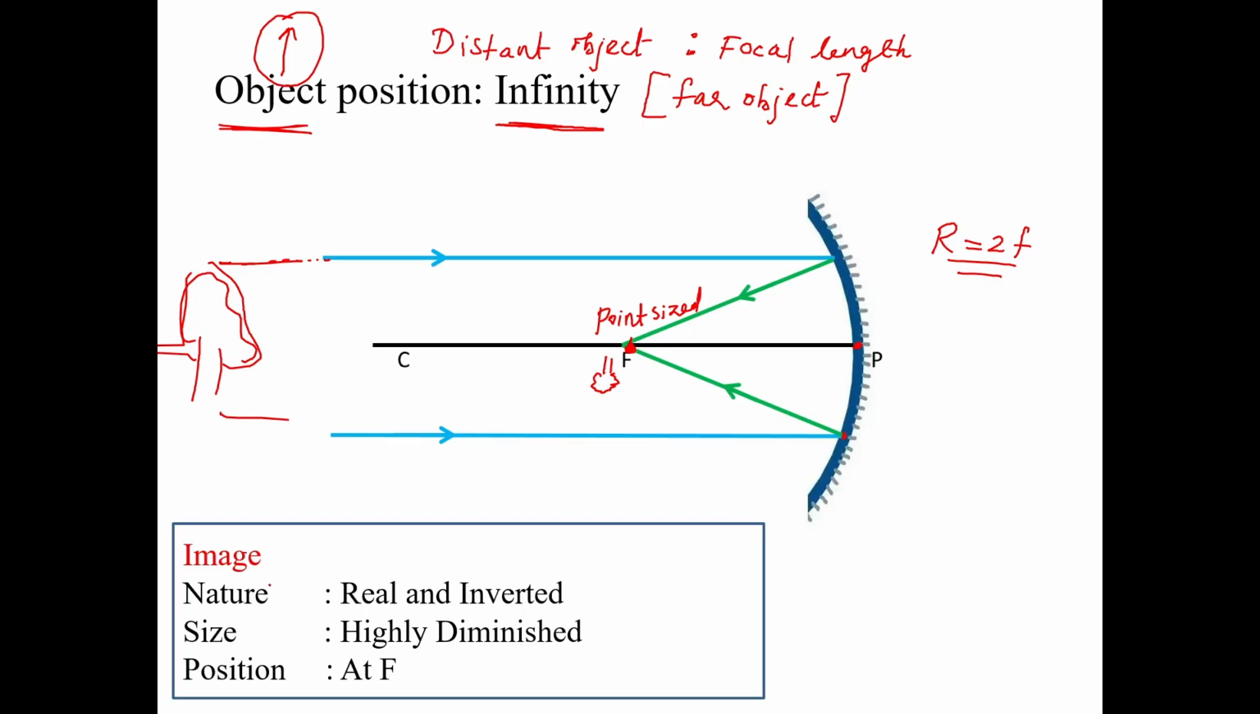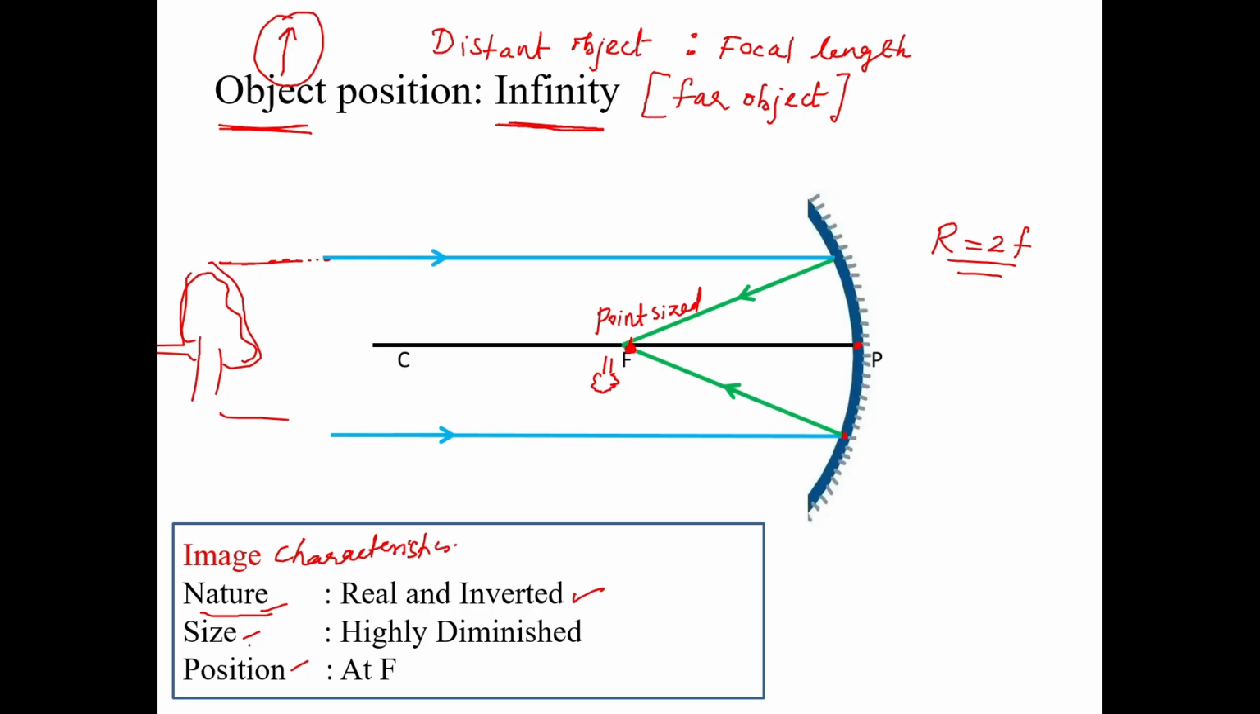Whenever I say image characteristics, these are the three things you should tell me: nature, size and position. What is the nature of the image? Real and inverted. Why is it real and inverted? Because the reflected rays, shown in green, are meeting in front of the reflecting surface, in front of the mirror. That is why it is real and inverted.